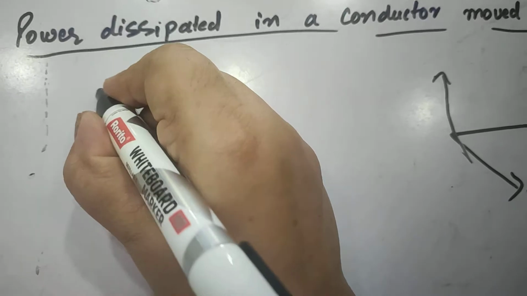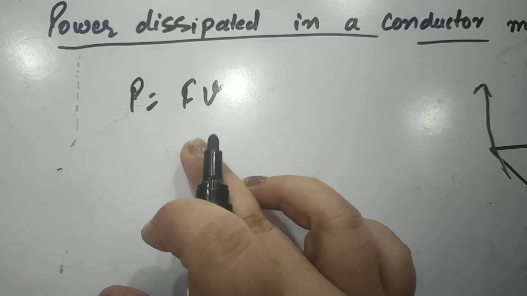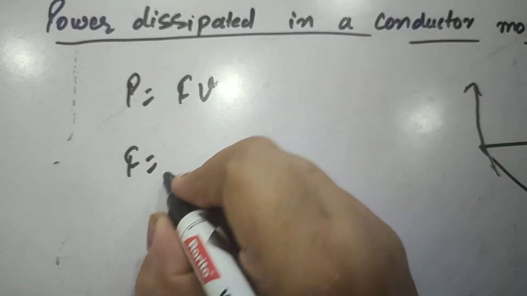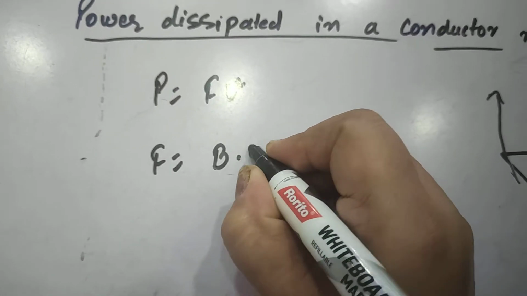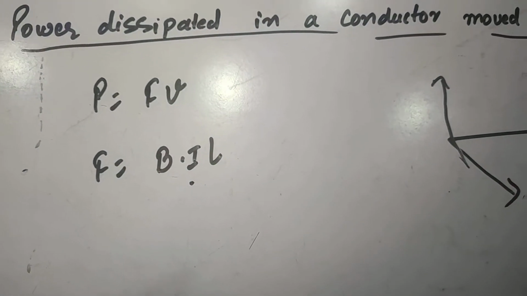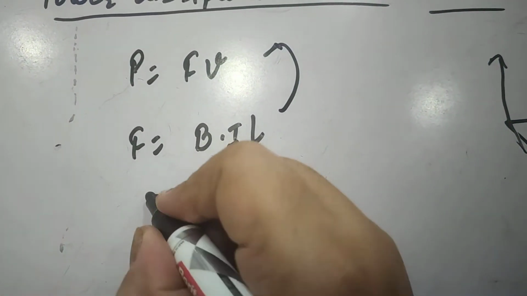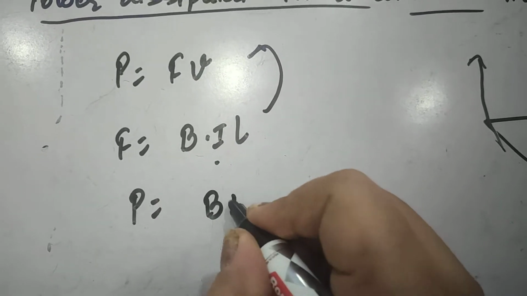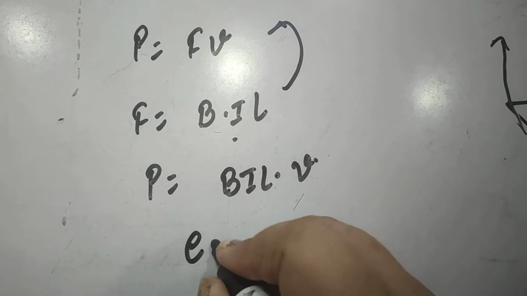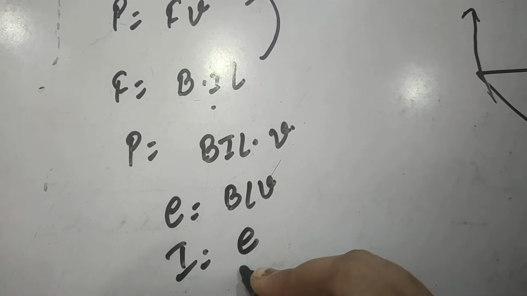We know that the power is given by P is equal to F into V. Now, what is force? The expression for force we have just calculated in previous videos: F is equal to B I L. B is the magnetic field, I is the current induced, and L is the length of the conductor. Putting this value in the expression, P is equal to B I L into V. Now we also know that EMF is given by B L V, and I is given by EMF upon resistance.